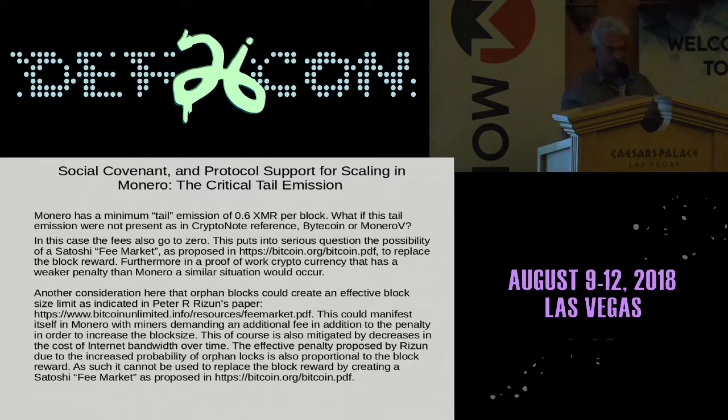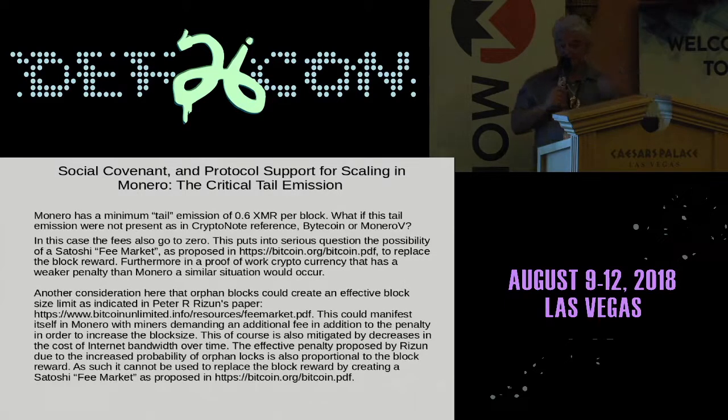You can have a fee market, but a fee market for something entirely different. If your base reward is 0, you have no fees, and you have an insecure coin. This is precisely the situation with CryptoNote reference, Bytecoin, or Monero V. And Monero V is a classic example. You say, okay, we're going to stop the tail emission at some point in the future. Okay, how do you actually incentivize the miners? You don't have any incentive.